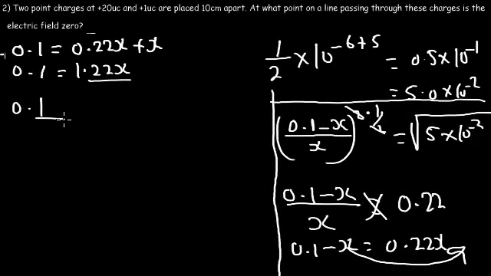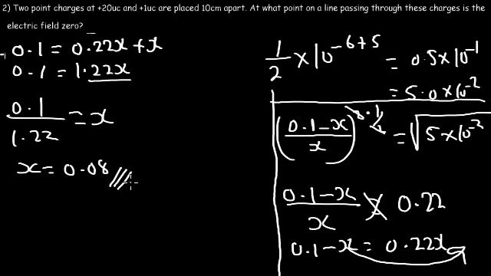So 0.1 divided by 1.22 results in the value of x. 0.1 divided by 1.22 becomes 0.08. So the distance is 0.08, and this is the point at which the net electric field is indeed equal to 0. And that's it for this problem. Hopefully you grabbed that. It means it will be very close to the first charge, the 20 microcoulomb charge, since it has the highest magnitude. That's the point at which the net electric field will be equal to 0.